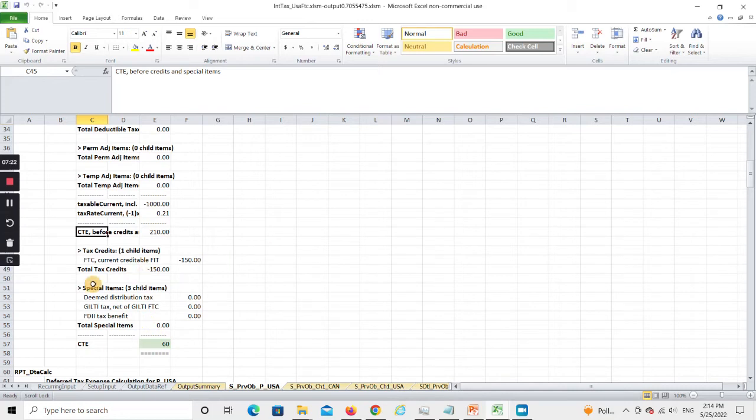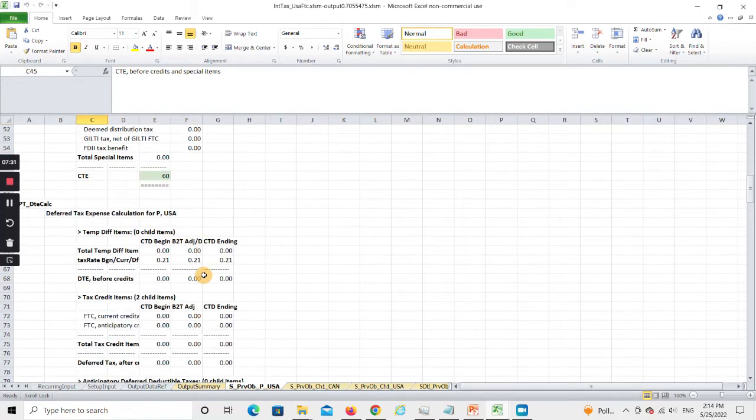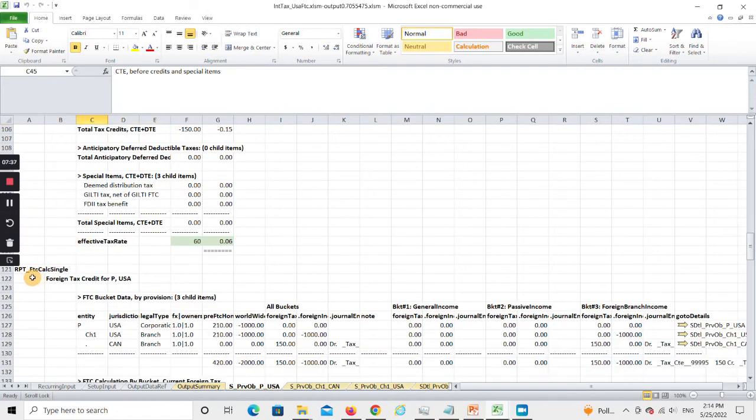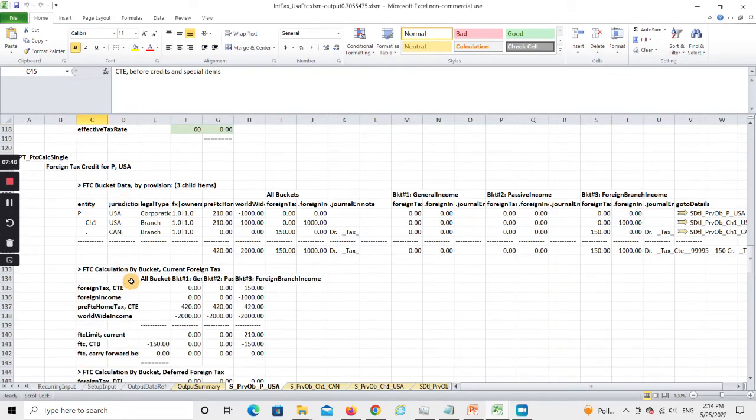So how is this FTC being calculated as 150? Let's go down, skipping the deferred tax calculation and skipping the rate, and we want to look at the FTC calculation for P and its USA. Now, we talked a little bit earlier about aggregating by the buckets, the foreign tax and foreign income. Okay, now in this section, we have those buckets for each entity's provision.